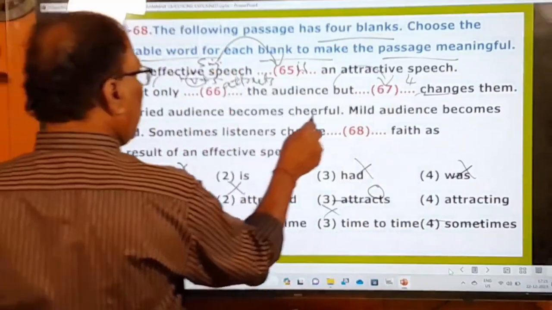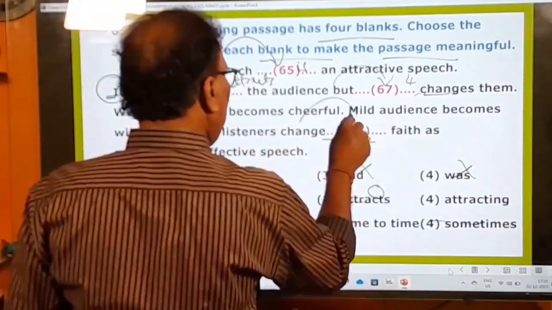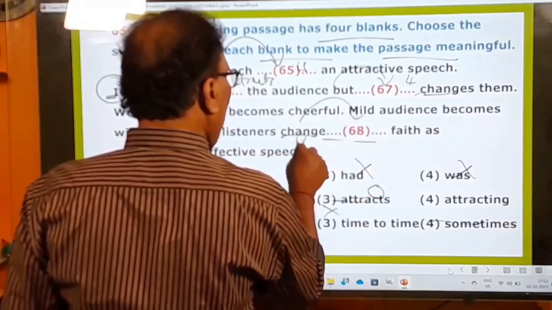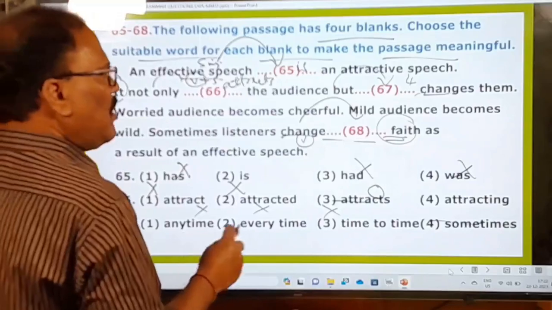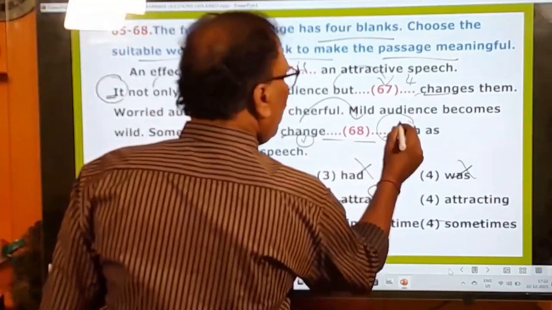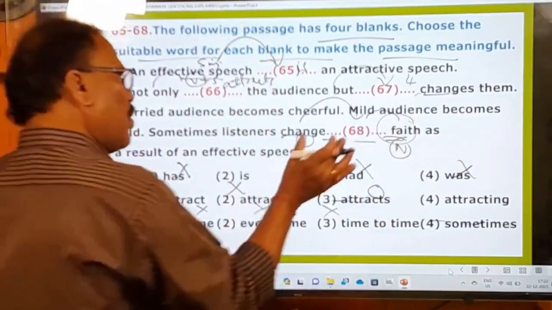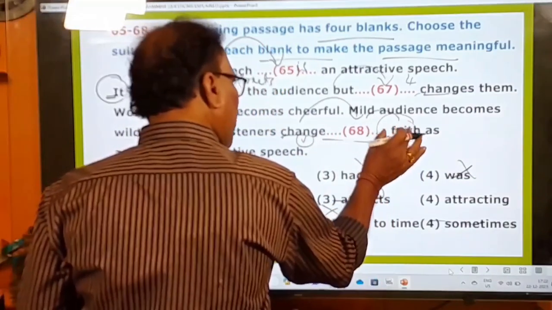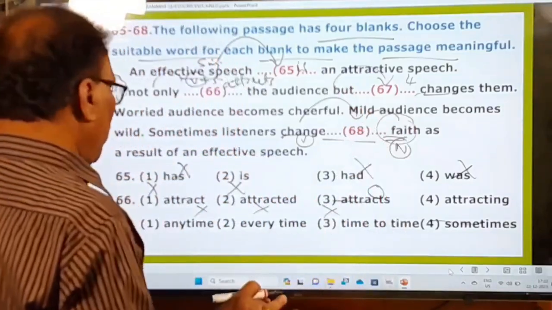Worried audience becomes cheerful, mild audience becomes wild. Sometimes listeners change, dash faith. After change, this is a verb, and after that there is a noun. So before this noun there must be an adjective, because there's a clue given here. Faith means noun. Before that you must use an adjective. So what must be the adjective used here?